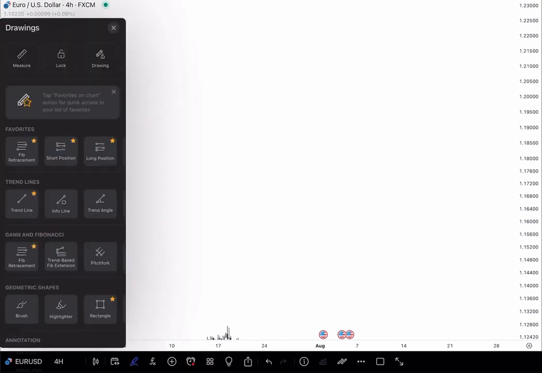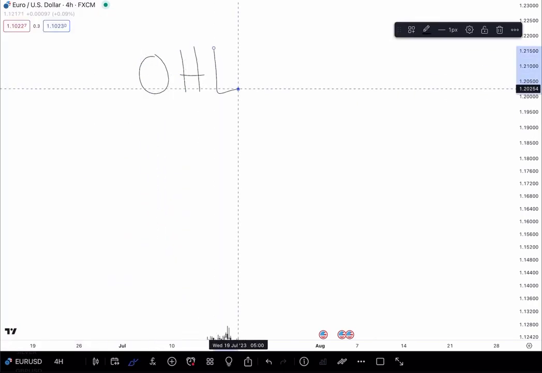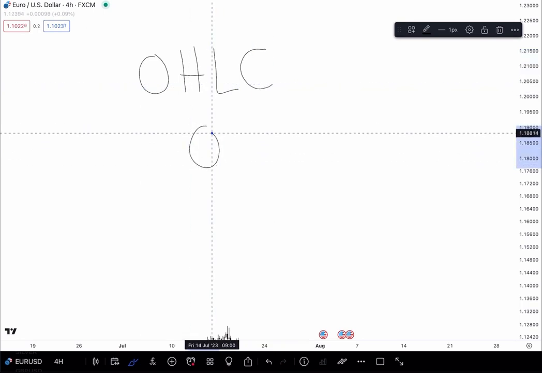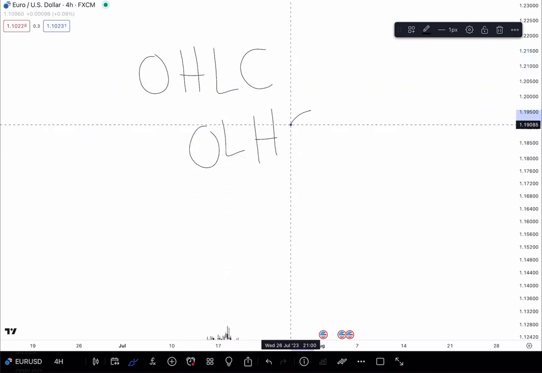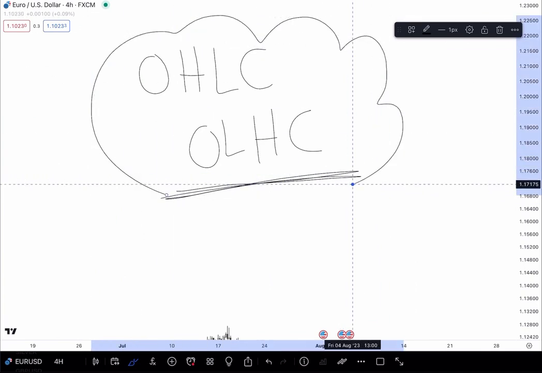Now, what is the open, the high, the low, and the close? OHLC or OLHC, right? OHLC is for a bearish candle: the open, the high, low, and close. And the open, low, high, and close is for a bullish candle, right?